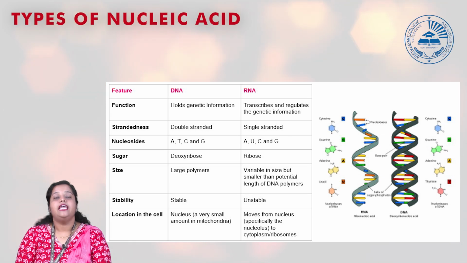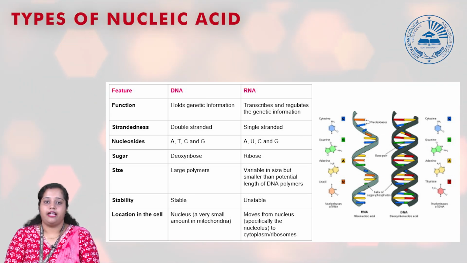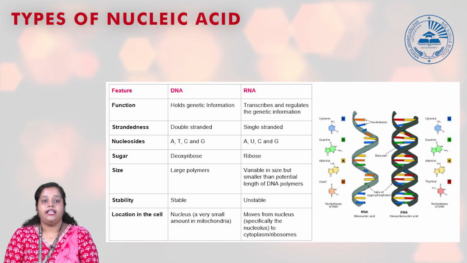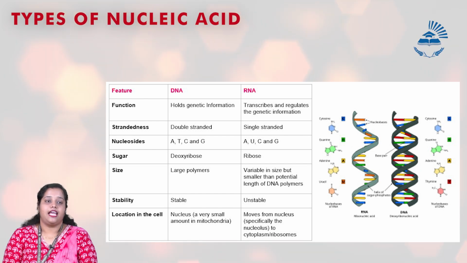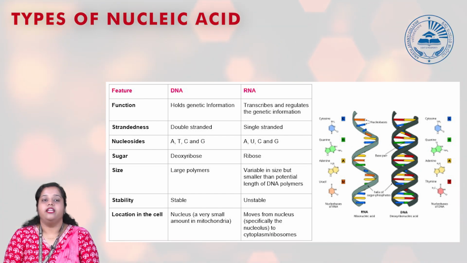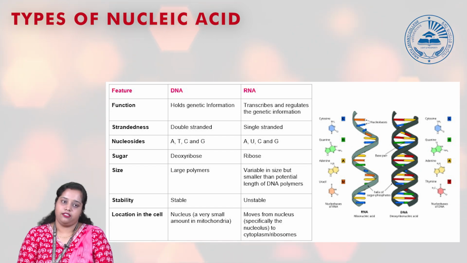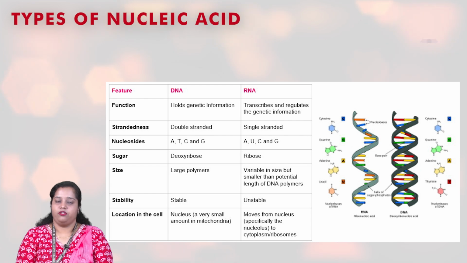Here you can see DNA is responsible for holding genetic information, whereas RNA transcribes and regulates such information. DNA is double-stranded, whereas RNA could be single-stranded. The bases adenine, thymine, cytosine and guanine are present in DNA, whereas in the case of RNA they are adenine, uracil, cytosine and guanine. The sugar, as I already told, is deoxyribose in DNA and ribose in RNA.